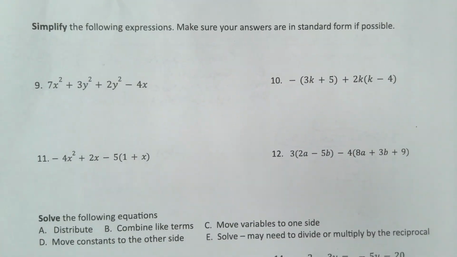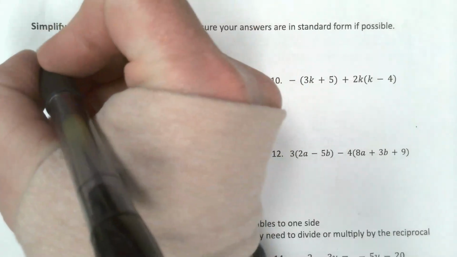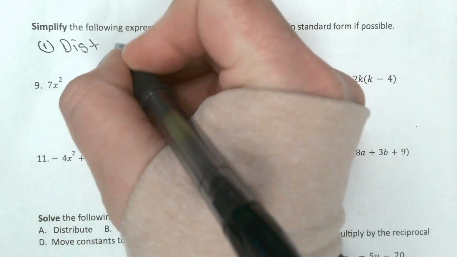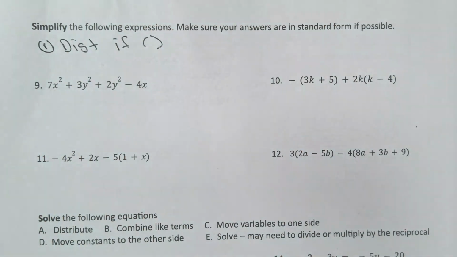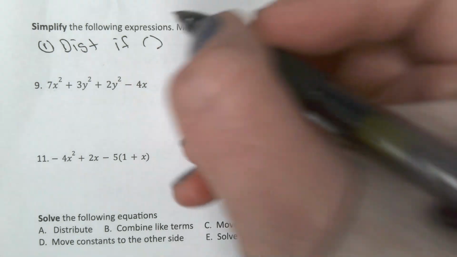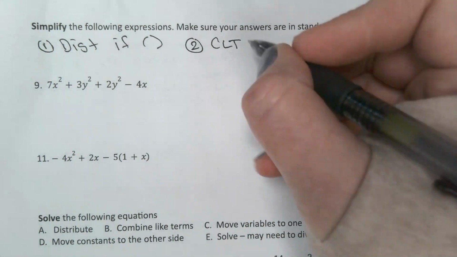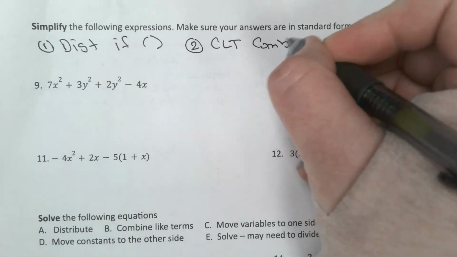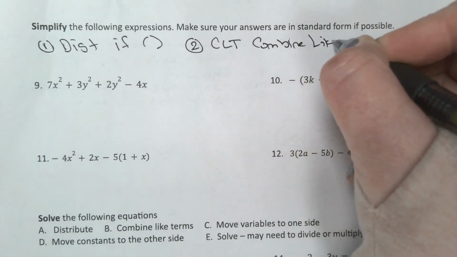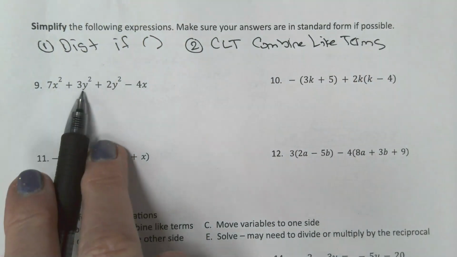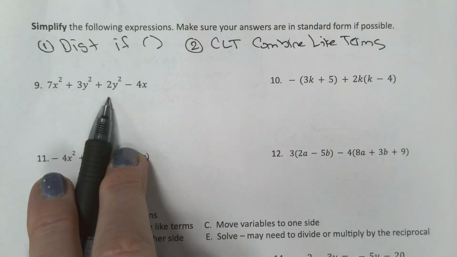We're going to simplify and make sure your answers are in standard form. All right, so first thing you should do is you should distribute if you see any parentheses. Number 2, ICLT, that is combine like terms. All right, so all these are just expressions. There's nothing to solve here because there's no equal sign.